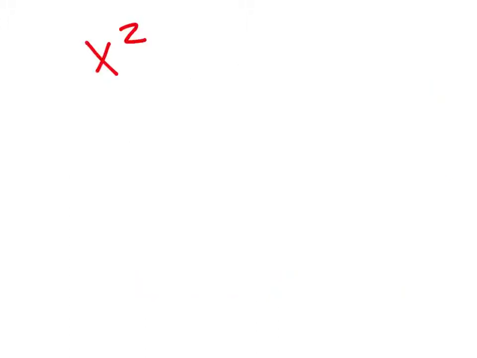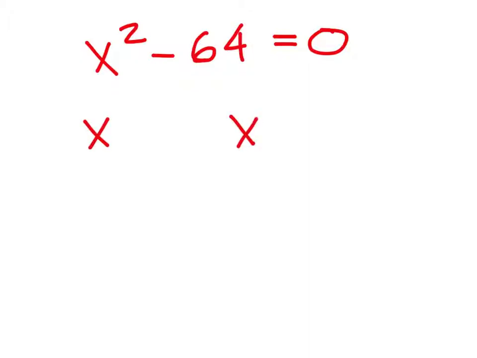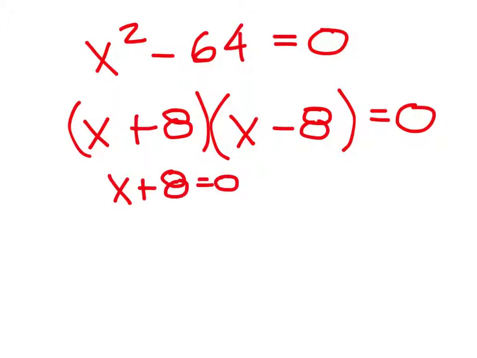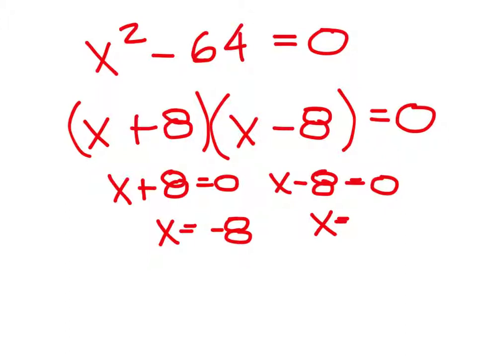What if we had x squared minus 64 equals 0? What's the square root of x squared? And the square root of 64? Alternate the signs. And then if you set each of them equal to 0, you can solve. So x in the first one is a -8, and in the second one it's a +8. So -8 or +8 would be the answer.